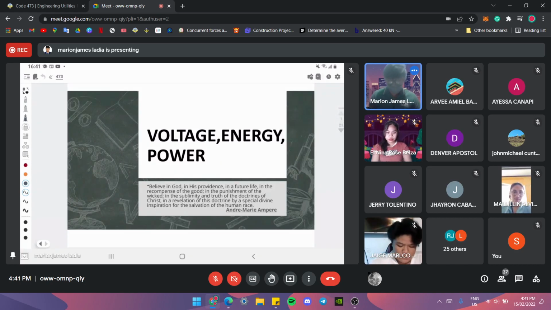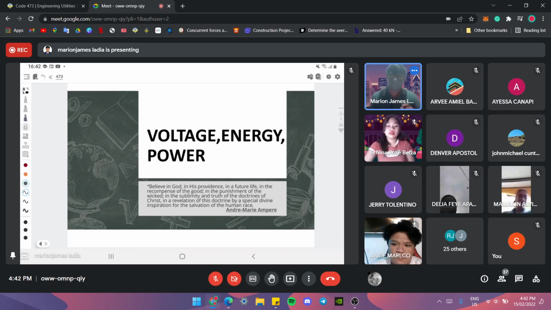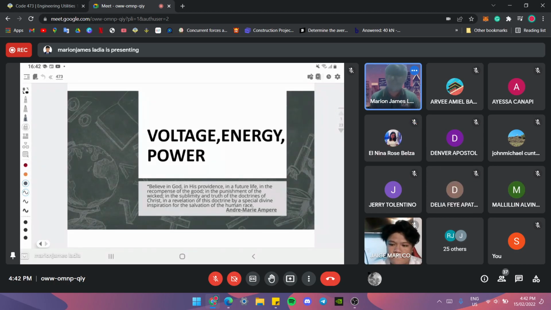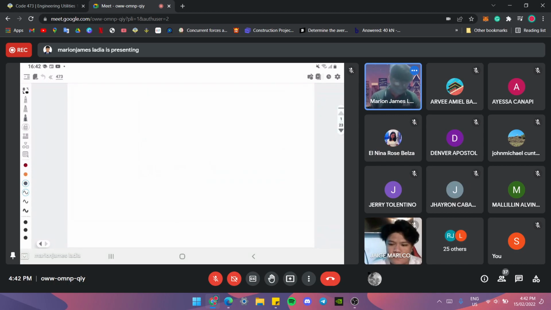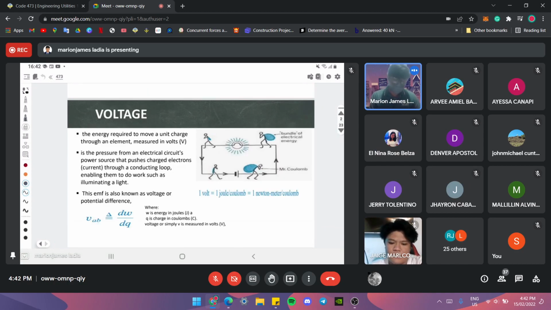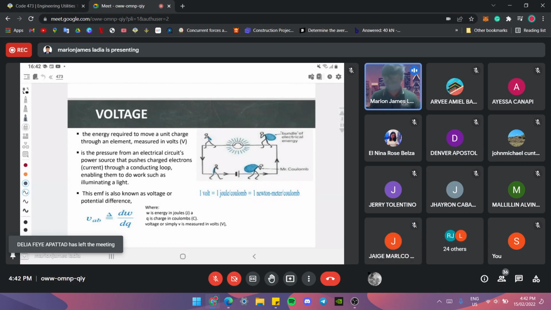Okay? So, voltage is actually the energy needed in order to make every charge move. So, pag nagkaroon ng movement ng charge, meron tayong current, which is I equals dq over dt. So, therefore, since I is equal to dq over dt, we may say that the voltage is equal to dw over dq. So, voltage or VAB is the energy required to move a unit charge to an element, measured in volts. Itong voltahe na to, ito yung gagamitin natin para makapag-move tayo ng charge from high potential to low potential.